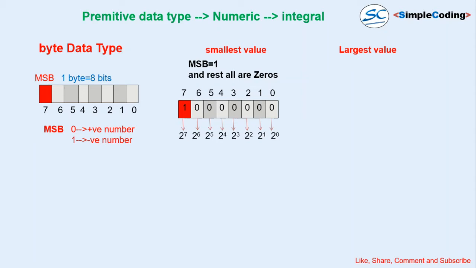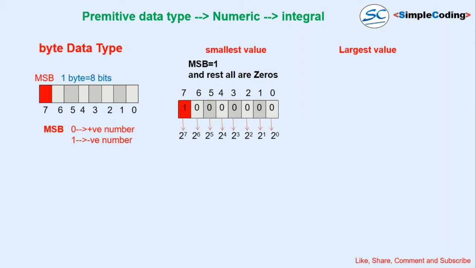Now 2 raised to 0: anything raised to 0, apart from 0 itself, is going to be 1. So 2 raised to 0 is 1, multiplied with the binary value. The binary value is 0, so we get 1 times 0, that is 0. And 2 raised to 1 is 2; multiplied by 0, we get 0. In this case, up to 2 raised to 6, we will get the value 0.